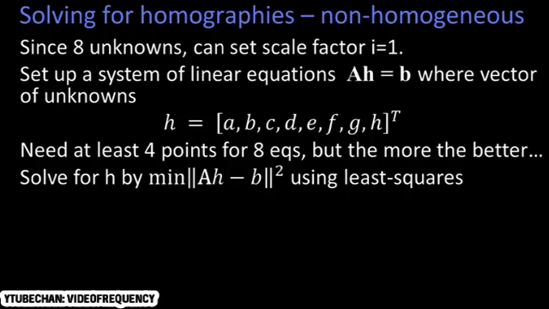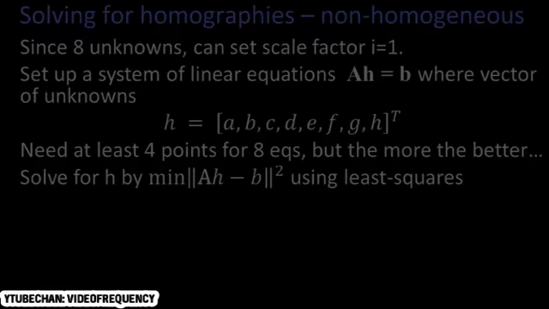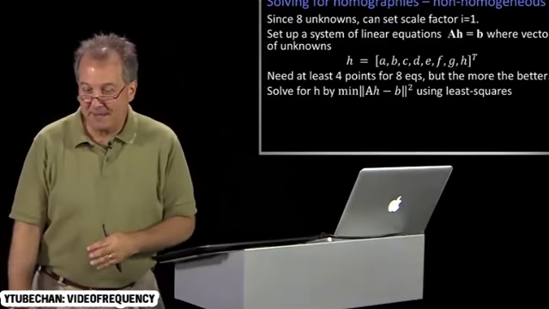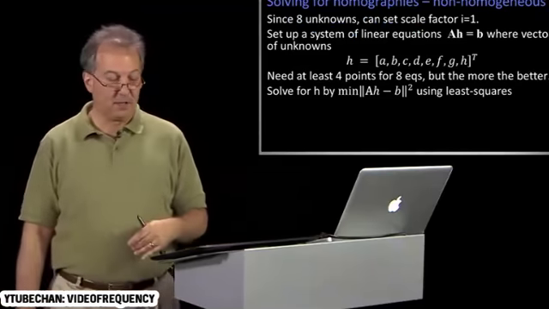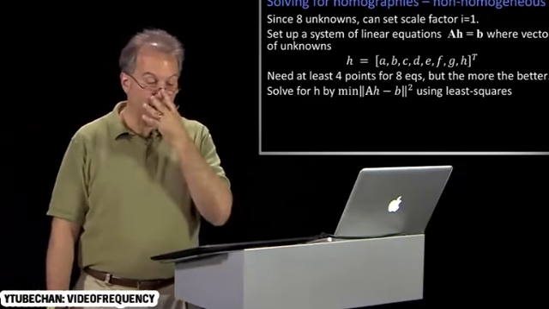But because my locating of the points won't be precise, I would be better off with a whole bunch more points, and then I would do a least squares solution. You would solve for the minimum of the magnitude of Ah minus b, squared, using least squares. If you don't know what I'm talking about, go learn a lot of linear algebra before we take the rest of this class. But this is the non-homogeneous way.